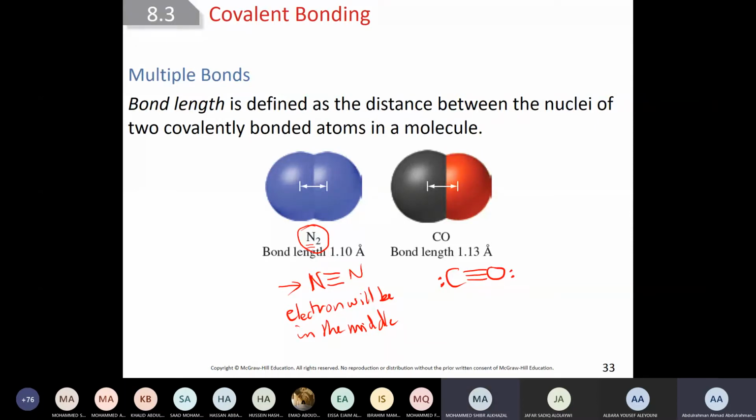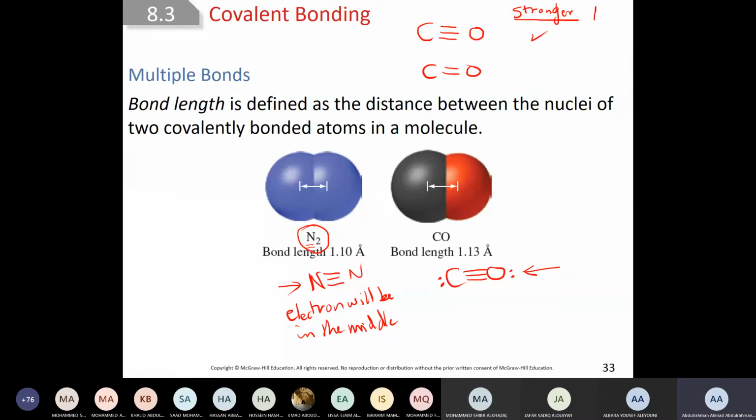How about between oxygen and carbon in CO? Also a triple bond. Now, let me ask you another question. Which one do you think will be a stronger bond? This bond or this bond? Which is stronger? Stronger is definitely the triple bond.